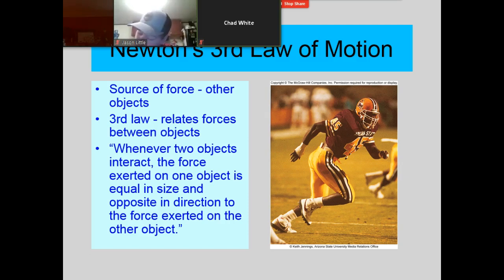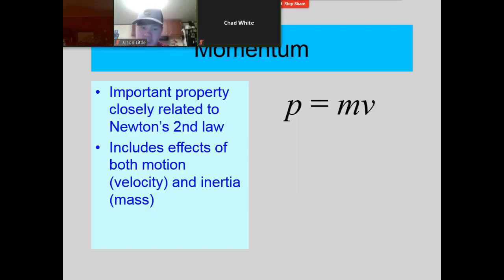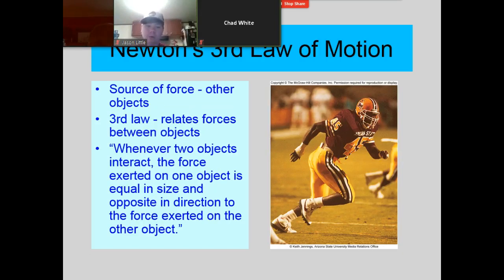Now, don't get the two different concepts here confused. Newton's second law, net force on a single object is mass times acceleration. The third law talks about the force on object A by object B, or the force on object B by object A, and that these two are equal but opposite. Okay? That's all they write about that.